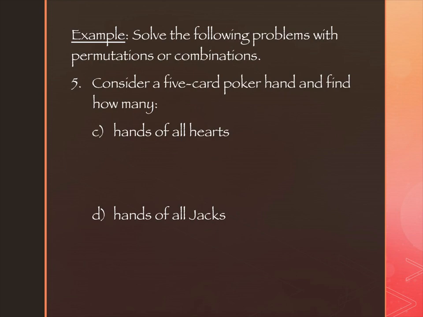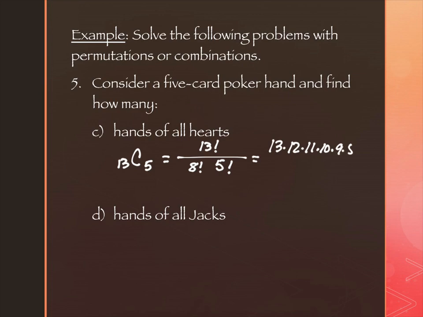How many hearts are there? 13. How many am I choosing? 5. So 13 factorial on top. I'm choosing 5. How many am I not choosing? 8. So we're going to write our 13 down to 8. And we're going to have our 5, 4, 3, 2, and 1.